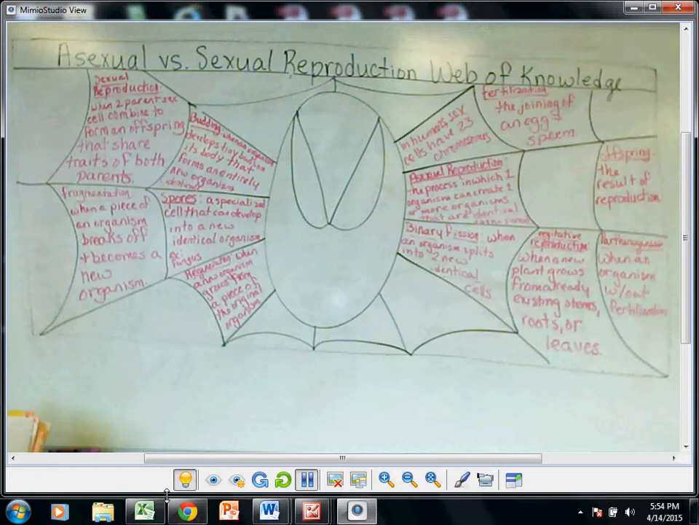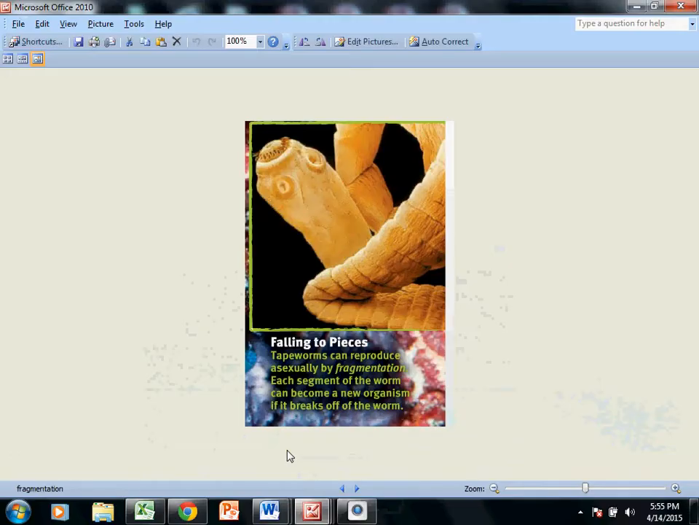The next thing we talked about was those weird kinds of reproduction that are atypical. That means that they don't happen usually. And one of them was fragmentation. And this is when a piece of an organism breaks off and becomes a new organism. The example they gave us in the book were tapeworms.